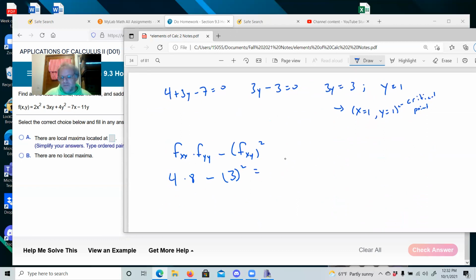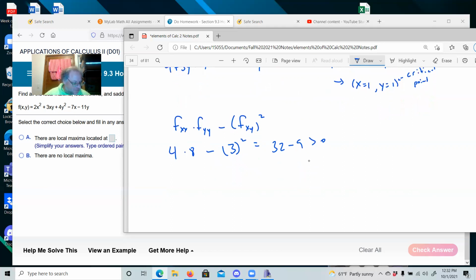What is this? Well, this is 32 minus 9. This is bigger than 0, right? If I have $32 in my bank account and I pay something that's $9, I still have a positive bank account. So life is good. All right, so now we know that my determinant is greater than 0. F of xx is also greater than 0 because it's 4. Okay, so 4 is bigger than 0. Determinant 32 minus 9, which is 23, is greater than 0.